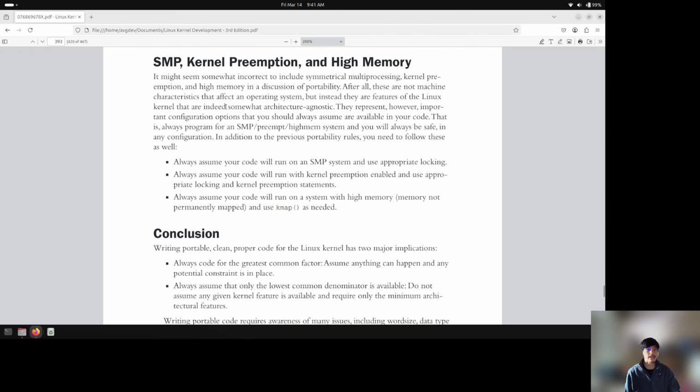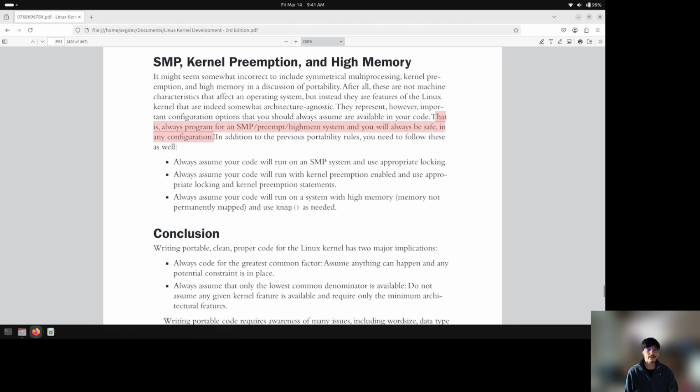SMP, kernel preemption, and high memory. It might seem somewhat incorrect to include symmetrical multiprocessing, kernel preemption, and high memory in the discussion of portability. After all, these are not machine characteristics that affect an operating system, but instead they are features of the Linux kernel that are indeed somewhat architecture agnostic. They represent, however, important configuration options that you should always assume are available in your code. That is, always program for an SMP, preempt, high mem system and you will always be safe.